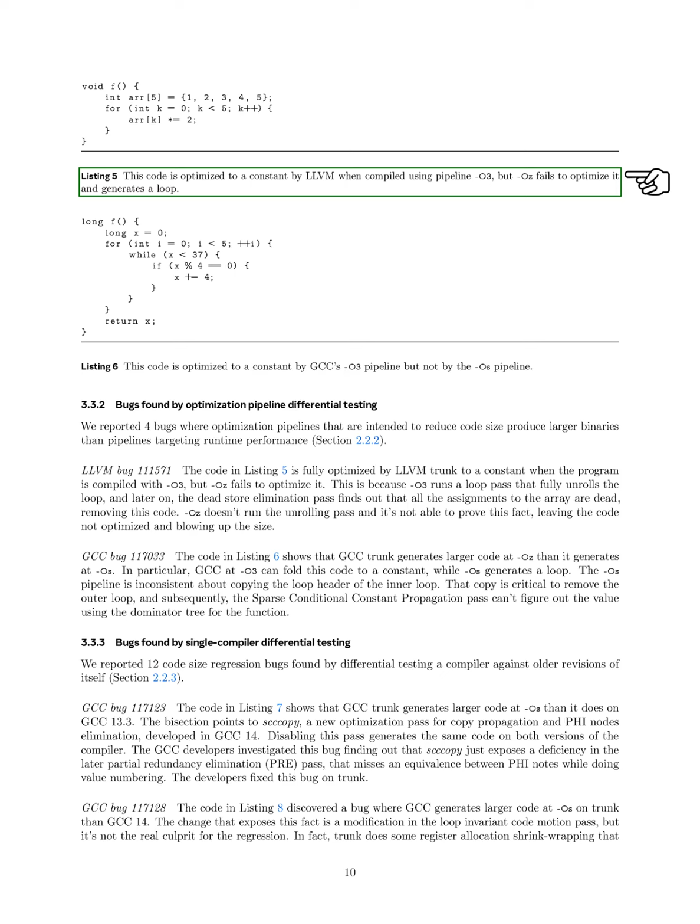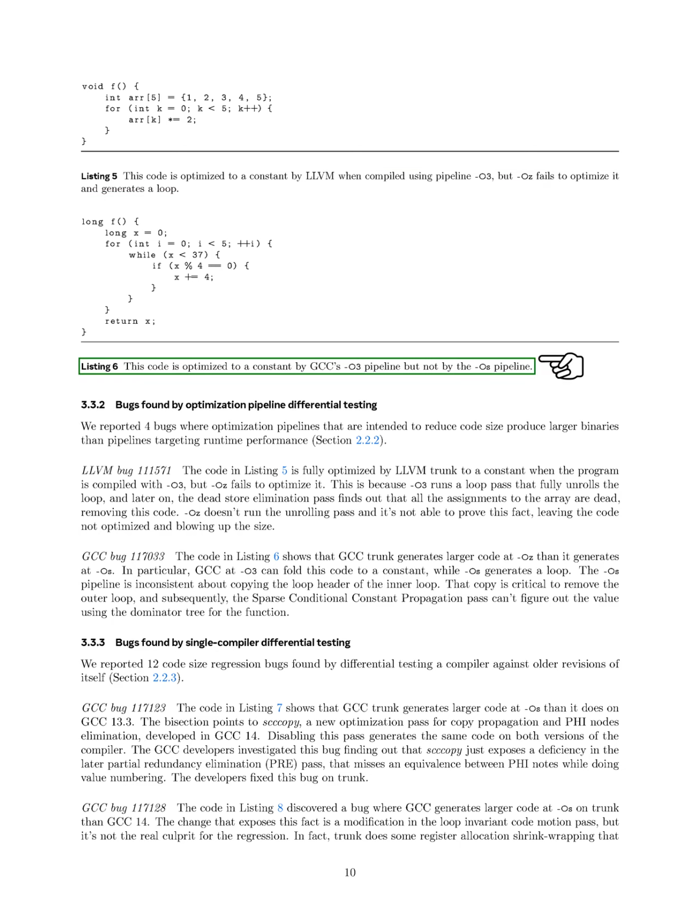Next, we reported 4 bugs related to optimization pipeline differential testing, where some optimization pipelines produced larger binaries than those aimed at runtime performance. For example, in LLVM bug 111571, code optimized with a high-level optimization setting was reduced to a constant, while a size-focused setting failed to optimize it, resulting in larger code. Similarly, in GCC bug 117033, we observed that the size-focused optimization generated larger code than a different optimization setting, due to inconsistencies in handling loop headers.